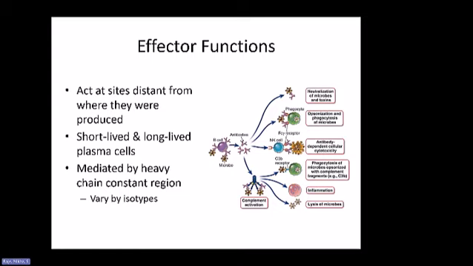All right, and the effector function is mediated by the immunoglobulins using their heavy chain constant regions, or Fc region, right? And so the Fc region varies by the isotypes, and so the effector function also varies by isotype. So IgG, M, A, E, all of them have different functions based on the Fc region that they have.